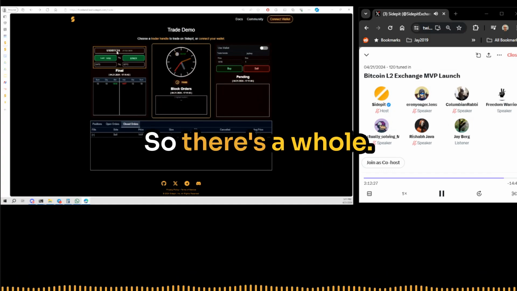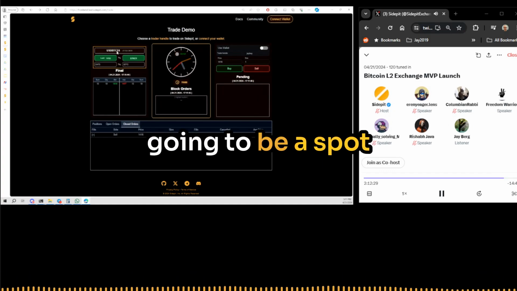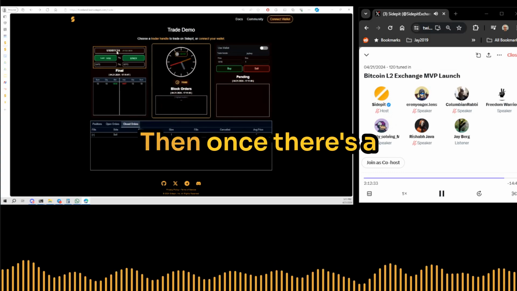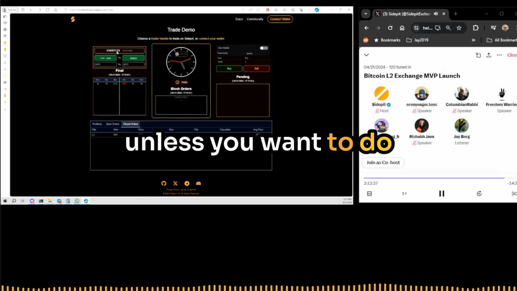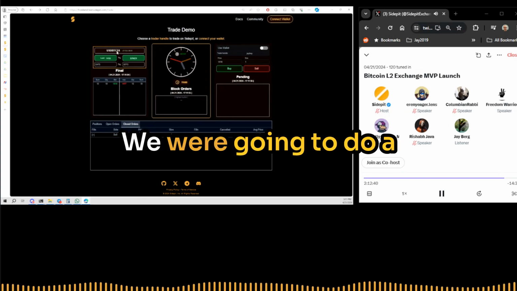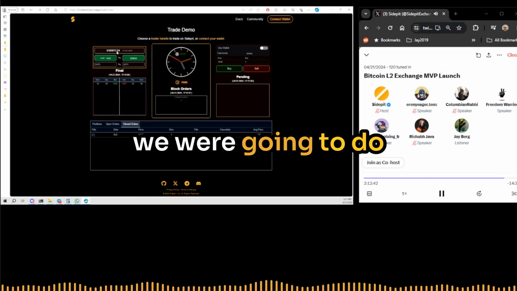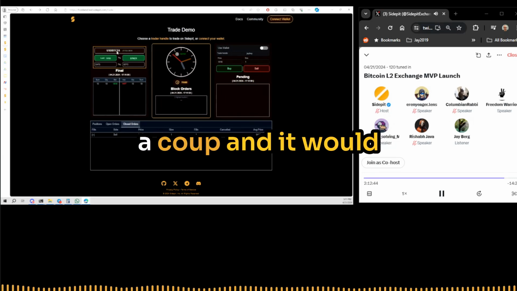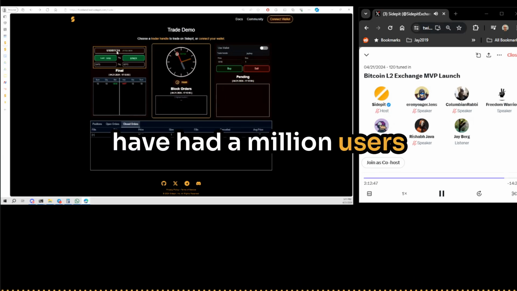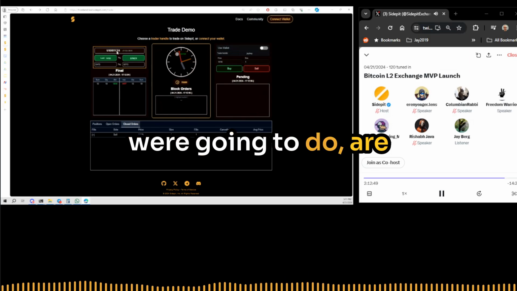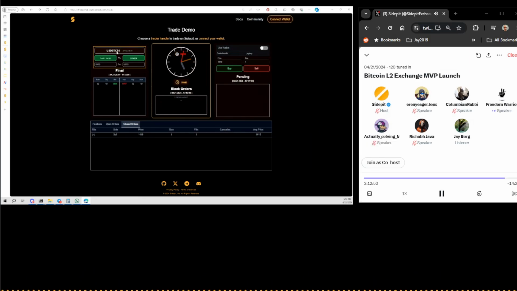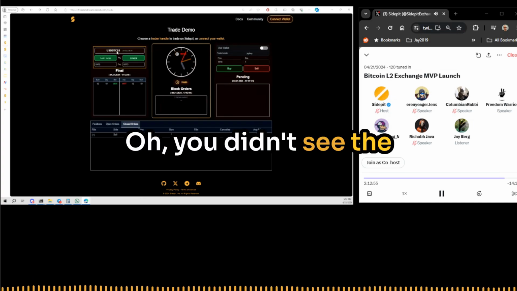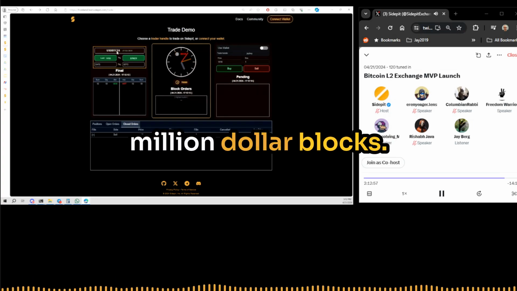After this, there's going to be a spot market for Bitcoin. Then once there's a spot, you could come back to crypto, unless you want to do crypto futures, right? We were going to do a 10,000, this is what we were going to do before the halving, and it would have been a coup, and we would have had 1 million users in here right now. We were going to do, are you familiar with runes? What just happened with runes? No. Oh, you didn't see the Bitcoin halving, $1 million blocks?